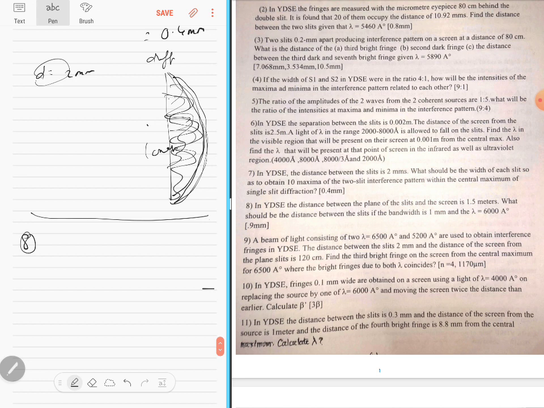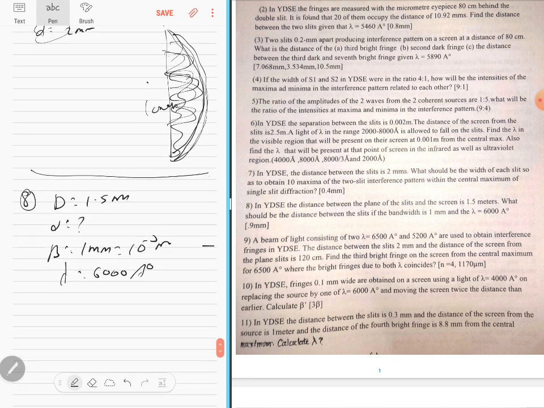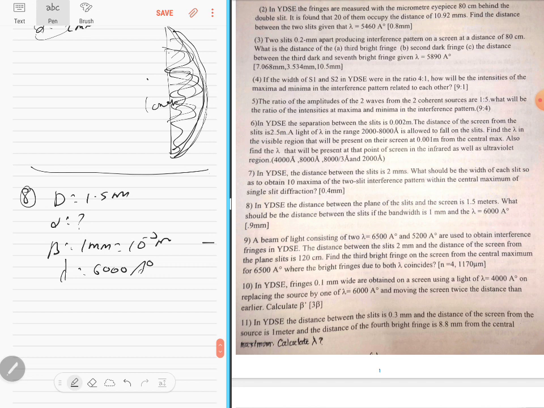In Young's double slit experiment, the distance between the plane of the slit and the screen, capital D, is 1.5 meter. What would be the distance between the slits, small d, is what they are asking, if the bandwidth, beta, is 1 millimeter, which is 10 to the power minus 3 meters, and lambda is 6000 Angstrom. Bandwidth formula is lambda into capital D by small d.